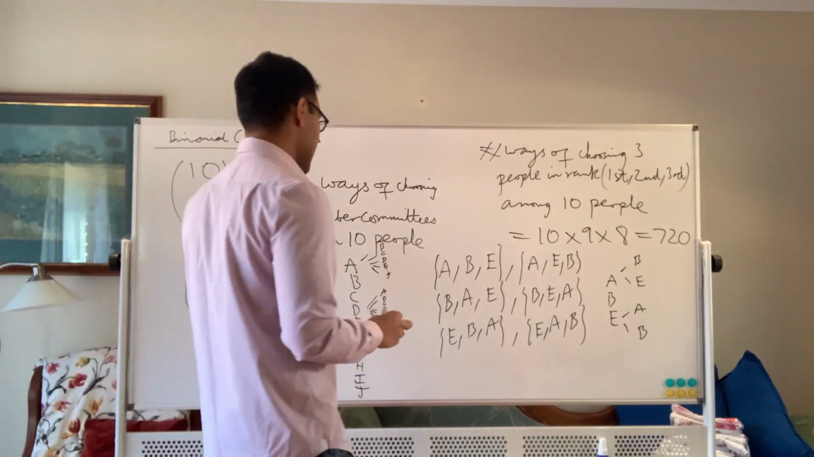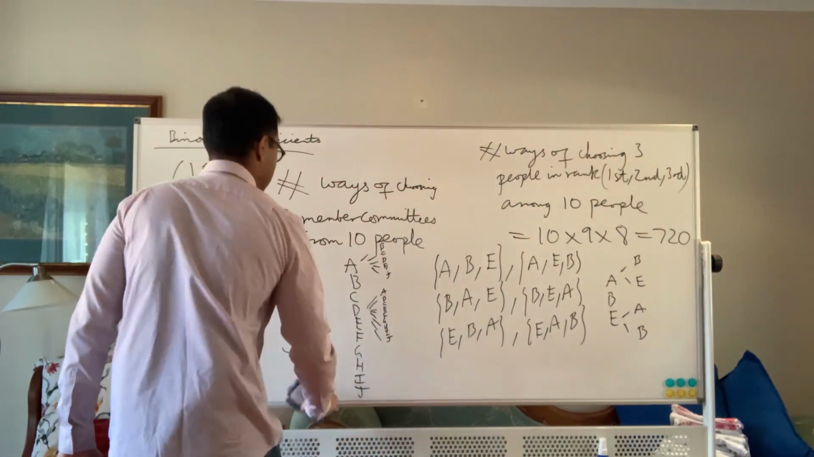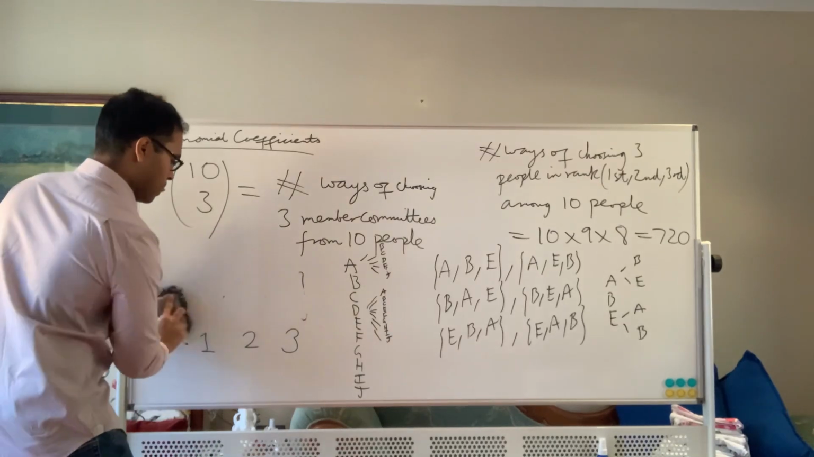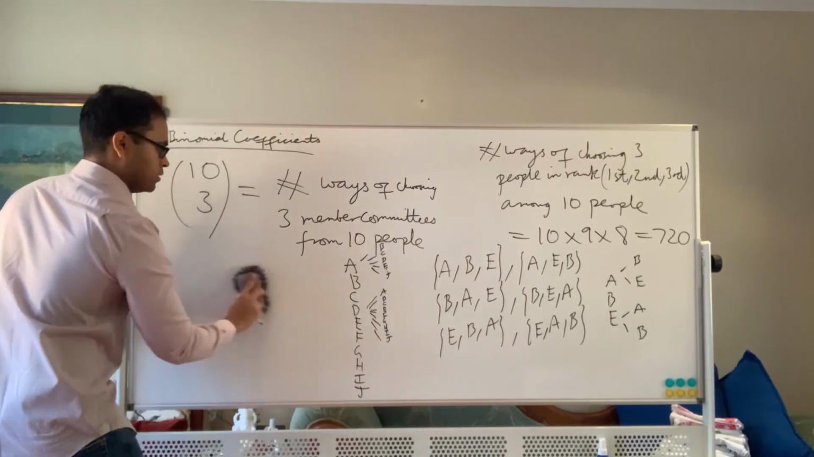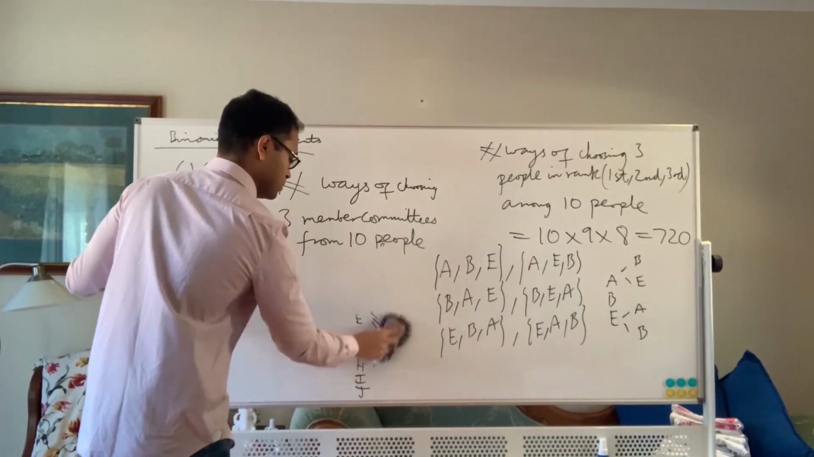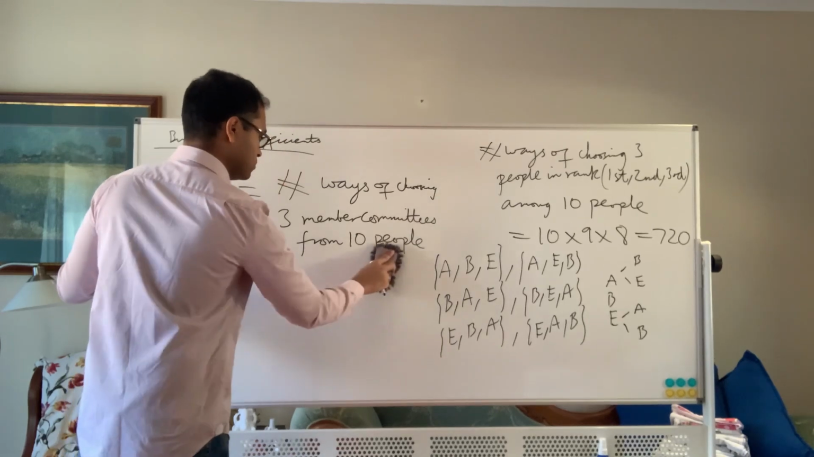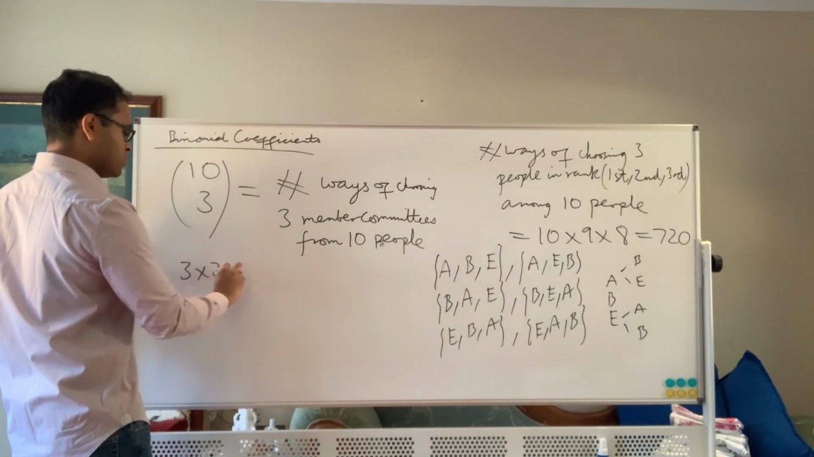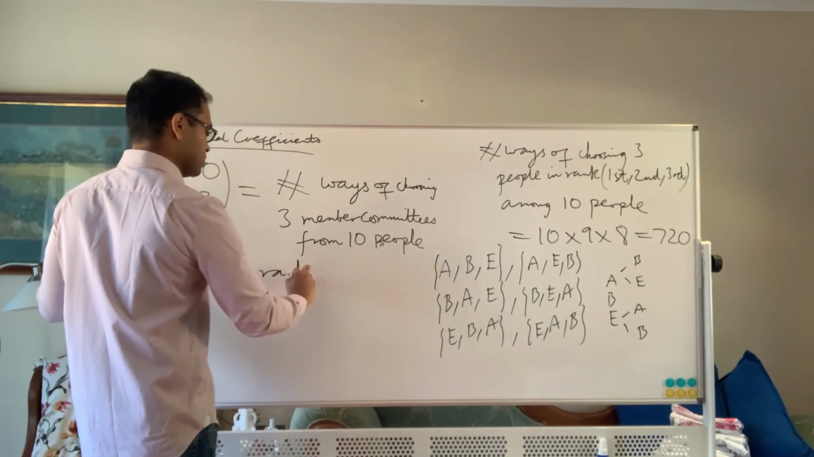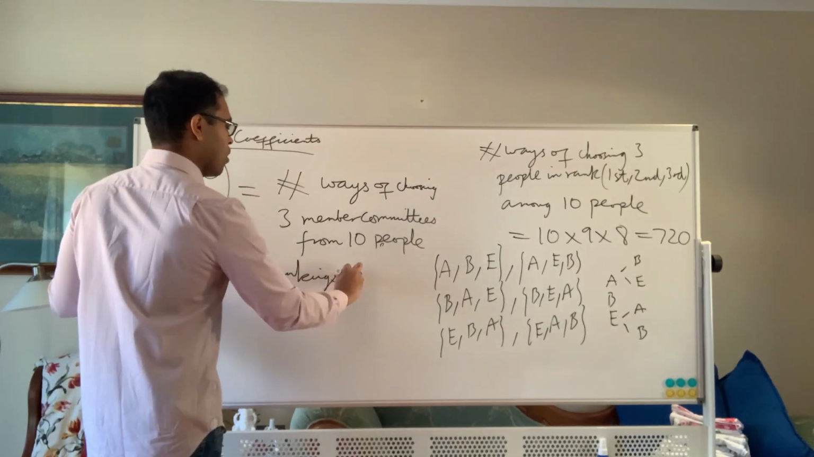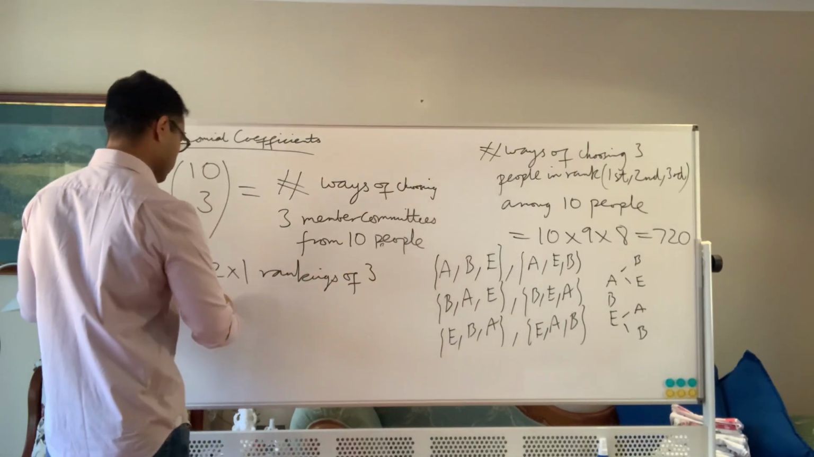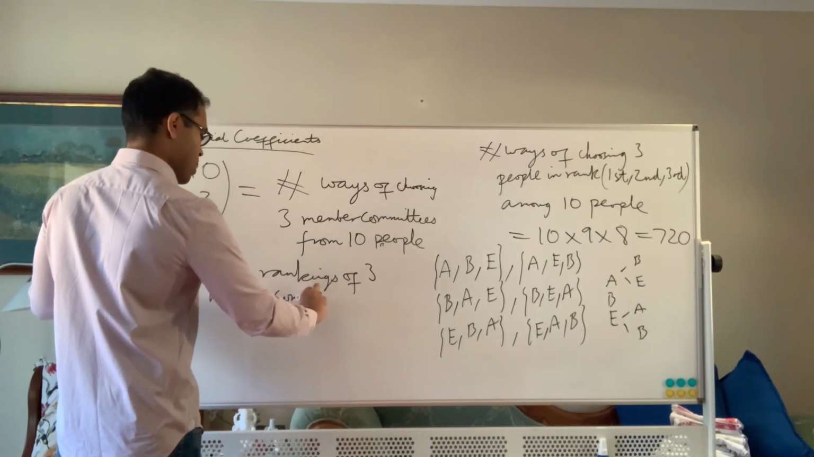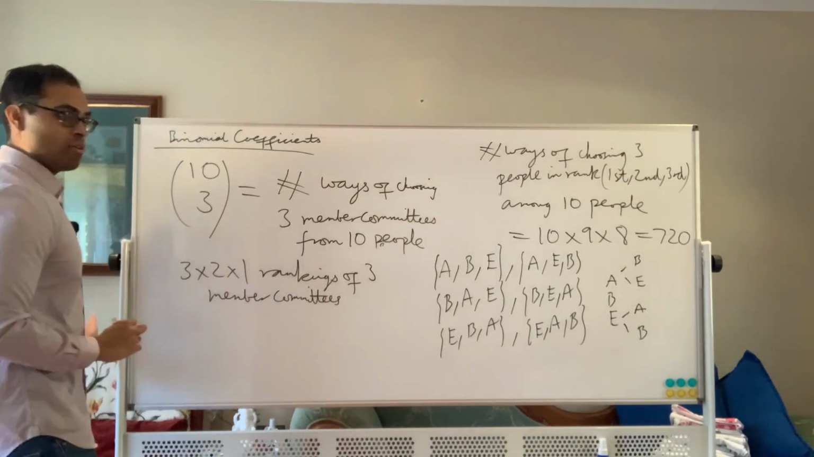Okay, so I'm going to write that in the following way. So I'm going to erase this. Let me erase this here. Okay, so there are going to be 3 times 2 times 1 rankings of 3-member committees. Okay, that's what we found out here.